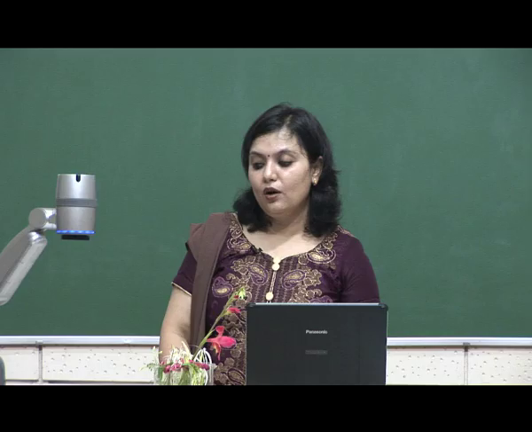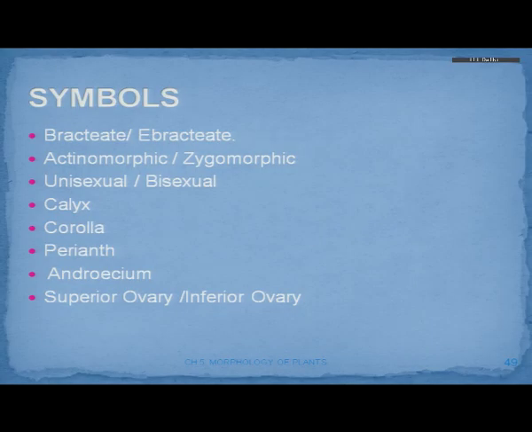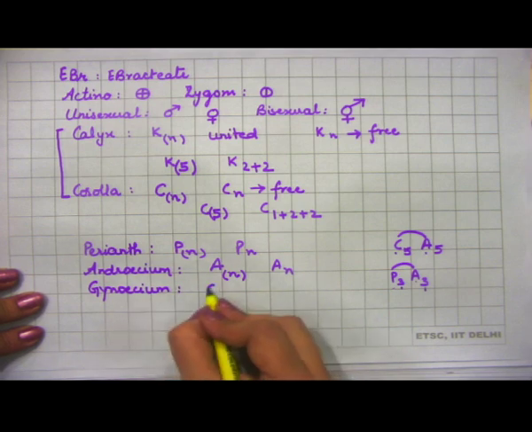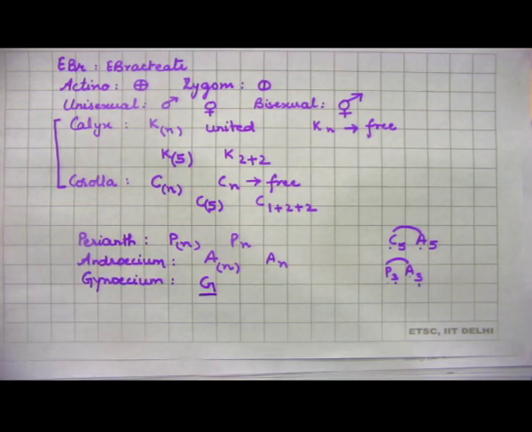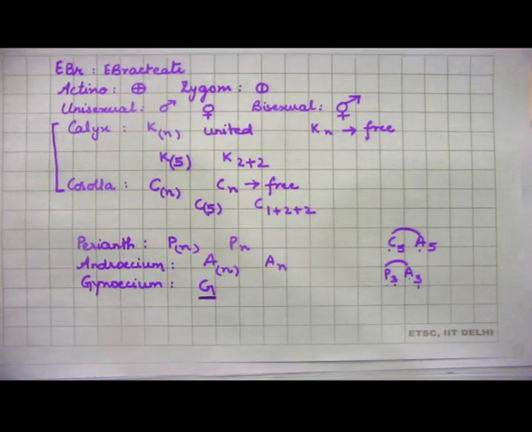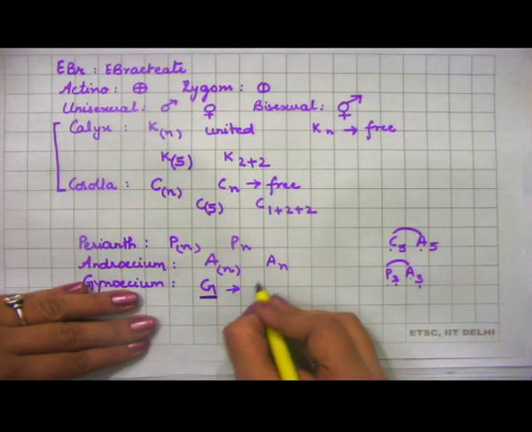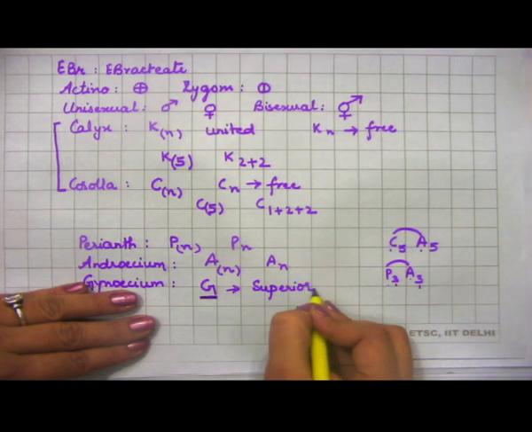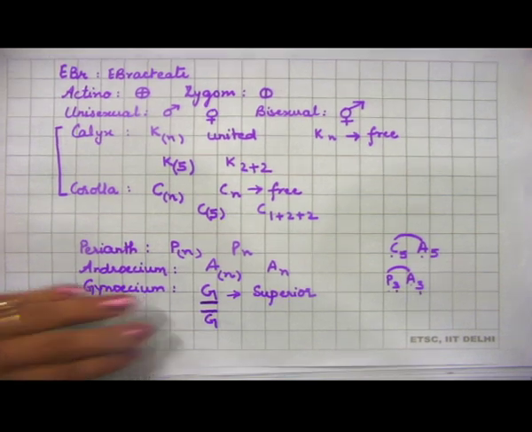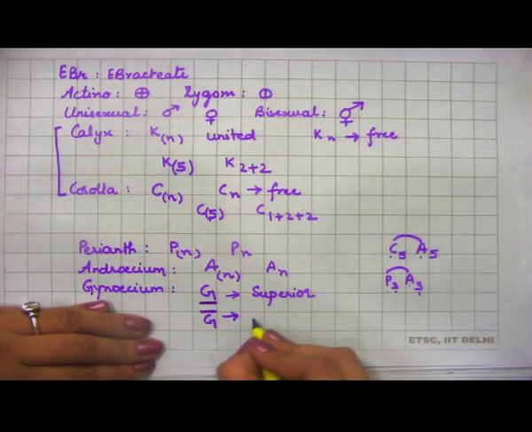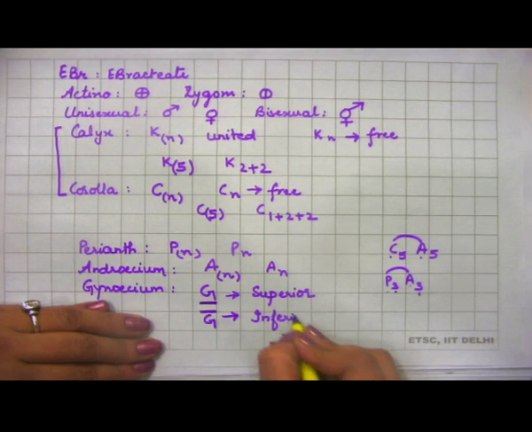Last one to come up is the ovary, the gynoecium. So, we show the gynoecium by a letter G. Now, if the ovary is superior, that means all the other structures are arising from below it. So, we put a line below G. So, this is a superior ovary. But if the ovary is inferior, that means the other structures must be growing from above it. That is the epigynous condition. So, here by this symbol we mean that the ovary is inferior.